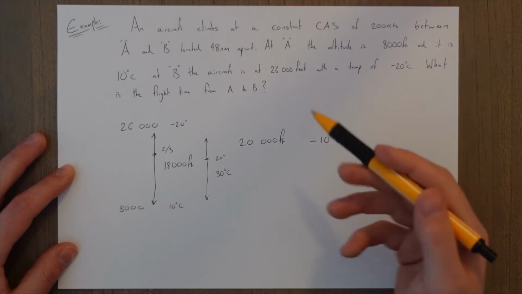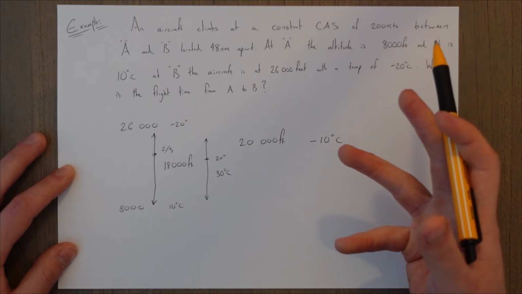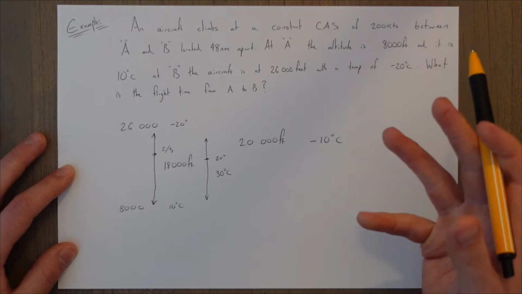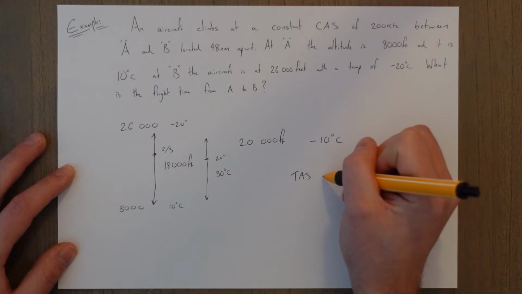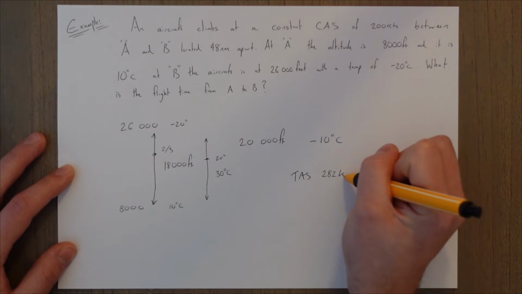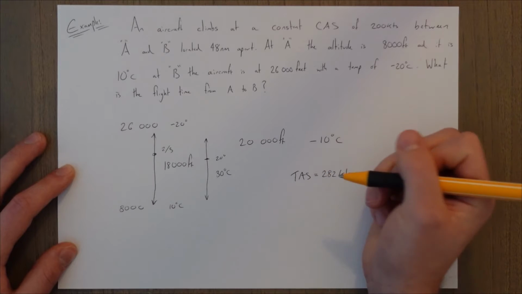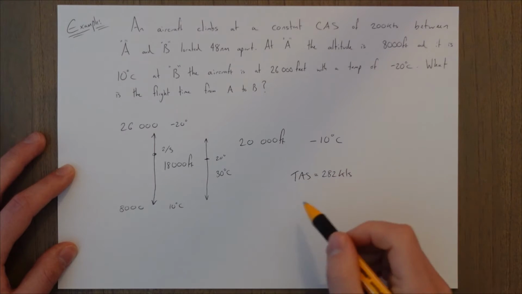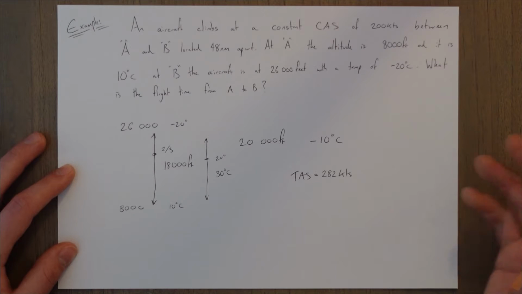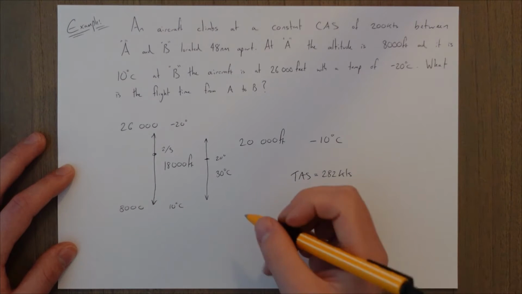Yeah, you would put that into your CRP5 computer somehow, I can't remember, but I did it on the online tool, and I got a TAS of 282 knots. You might get something a bit different if you actually know how to use a CRP5 computer, but it's going to be around the 280 mark at least. And then we use our equation.